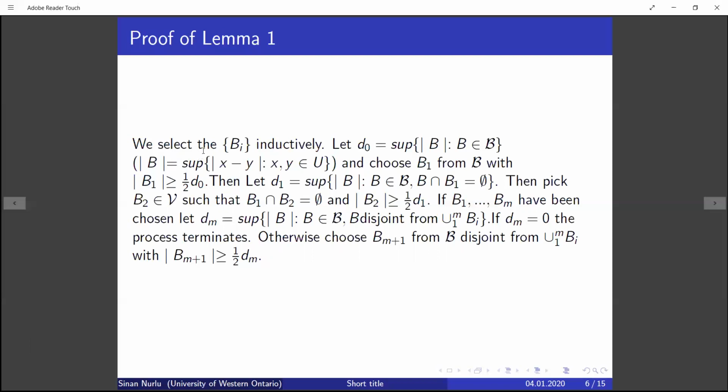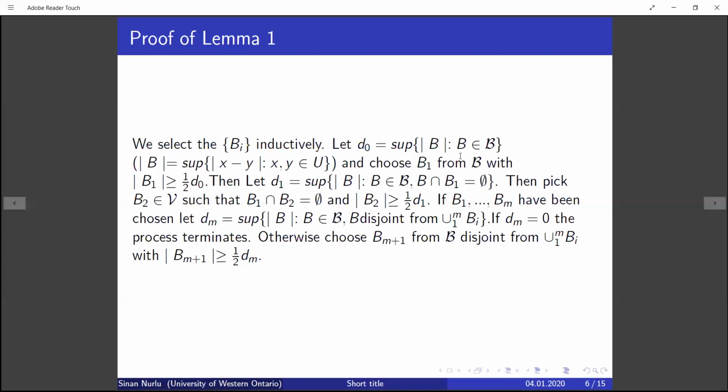All right. Once we pick our first element, B1, we pick the second element by considering the elements of subscript B such that B intersection B1 is empty. So what we're essentially doing is we look at the sets in B that do not intersect B1. We look at the supremum of those. Then pick B2 in this collection, subscript B, such that the intersection of B1 and B2 is empty, and B2's diameter is, again, larger than half of B1's.